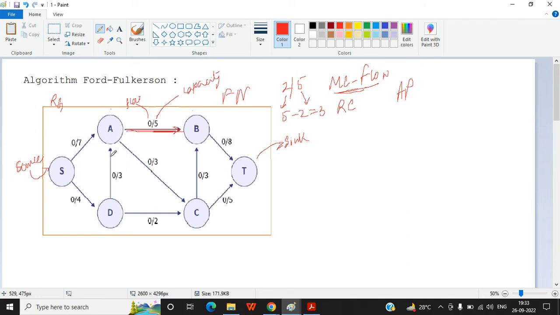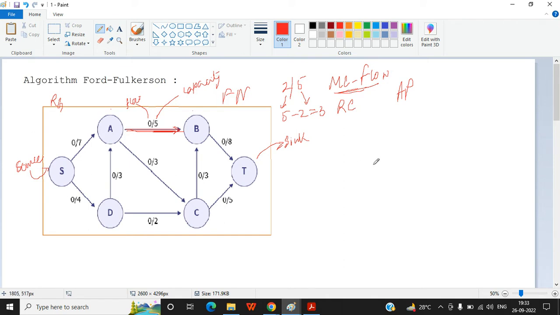Okay. So these are all about your terminology. What are the terminologies we need to know? First is your source, then sink, then capacity, then flow, then augmenting path, then residual capacity. Okay, one more thing remains, that is bottleneck capacity.